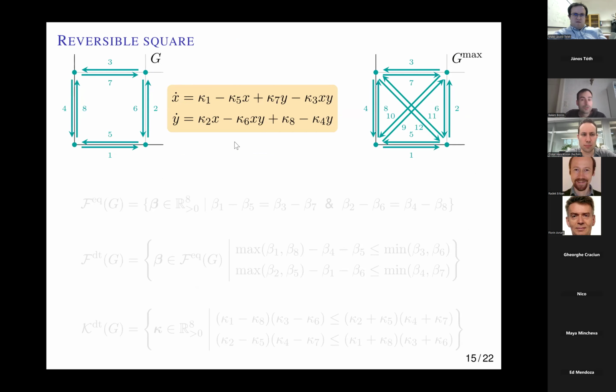And this approach, again, the main idea is to split the nonlinear quantifier elimination problem into two steps. First, a linear step, then a simpler nonlinear step. This approach proved to be very useful in multiple examples. For example, the reversible square.